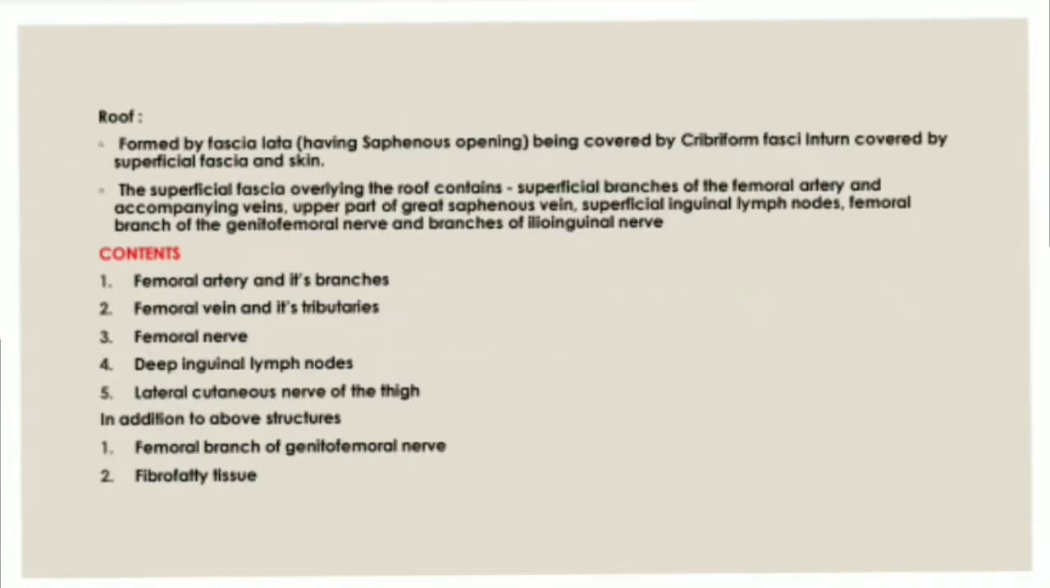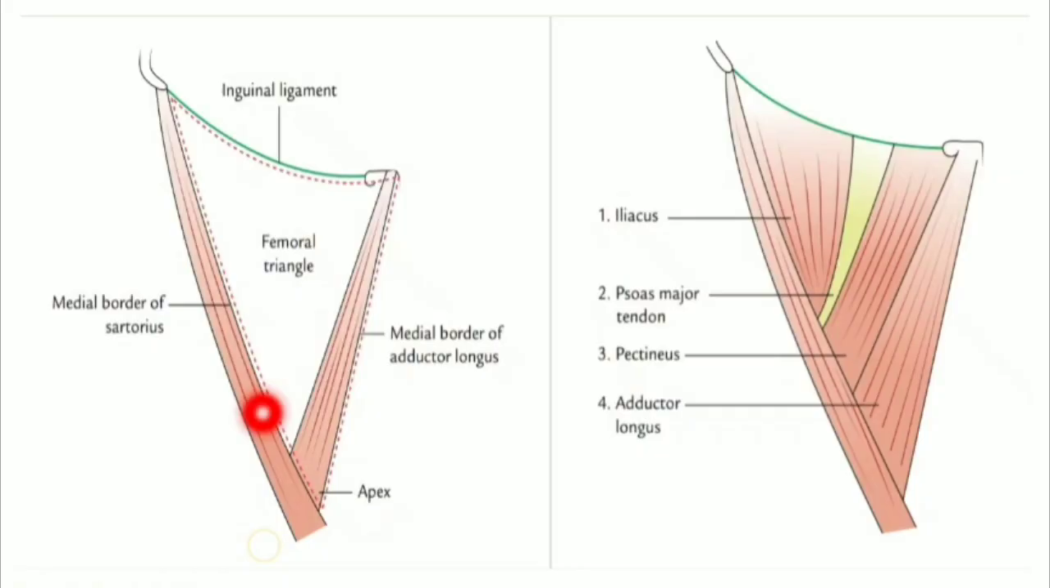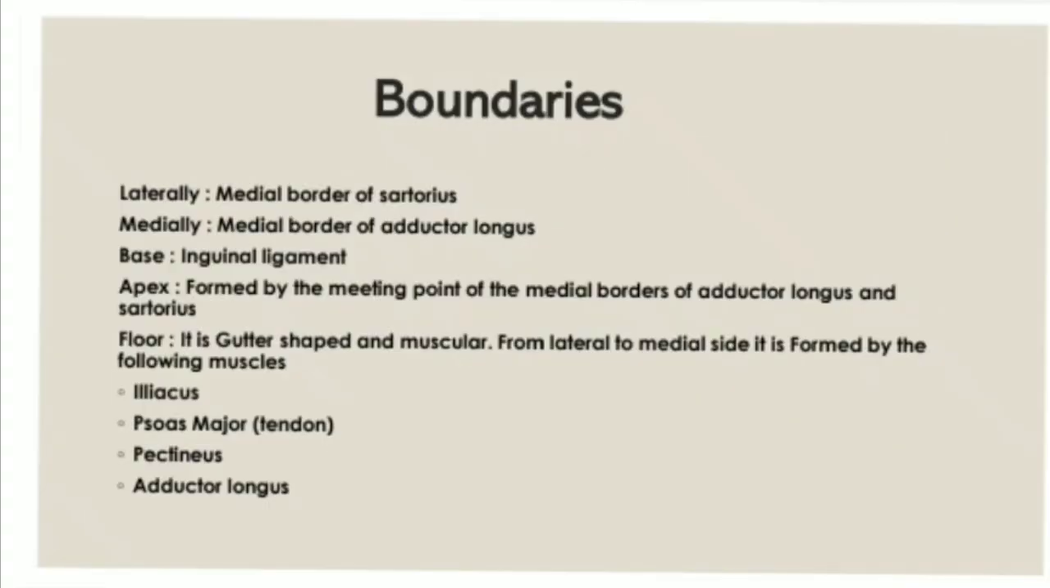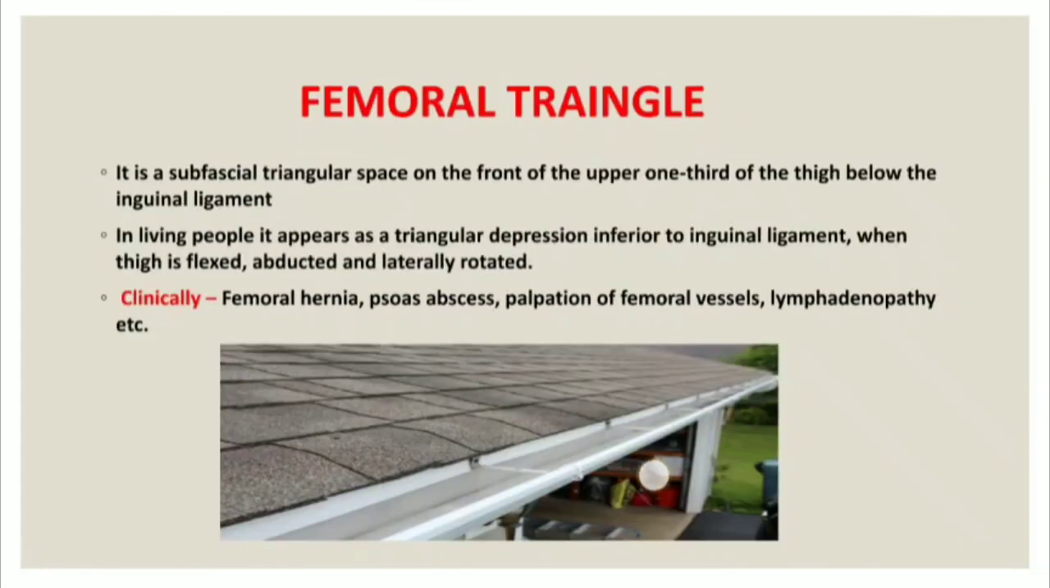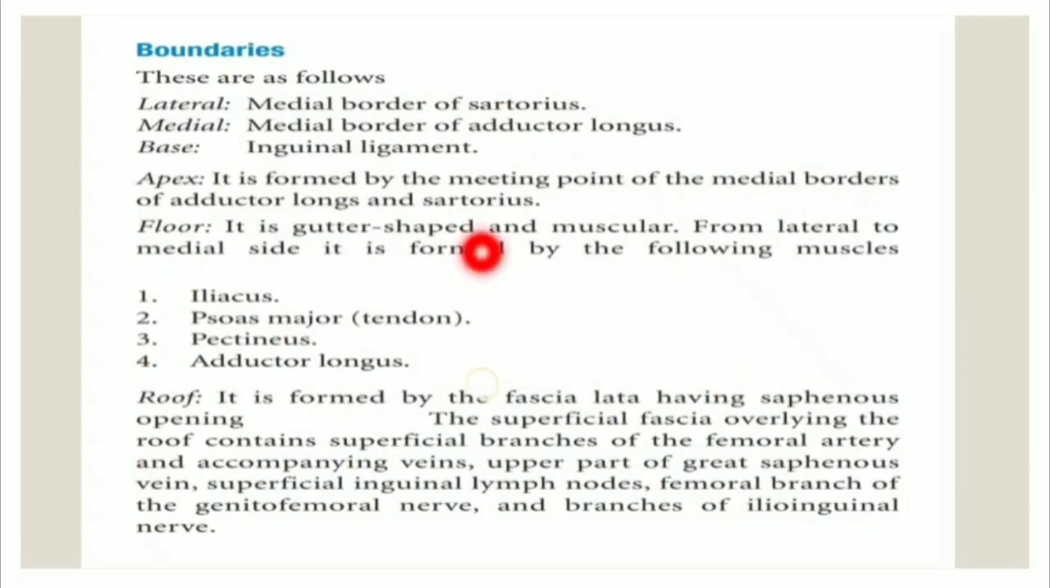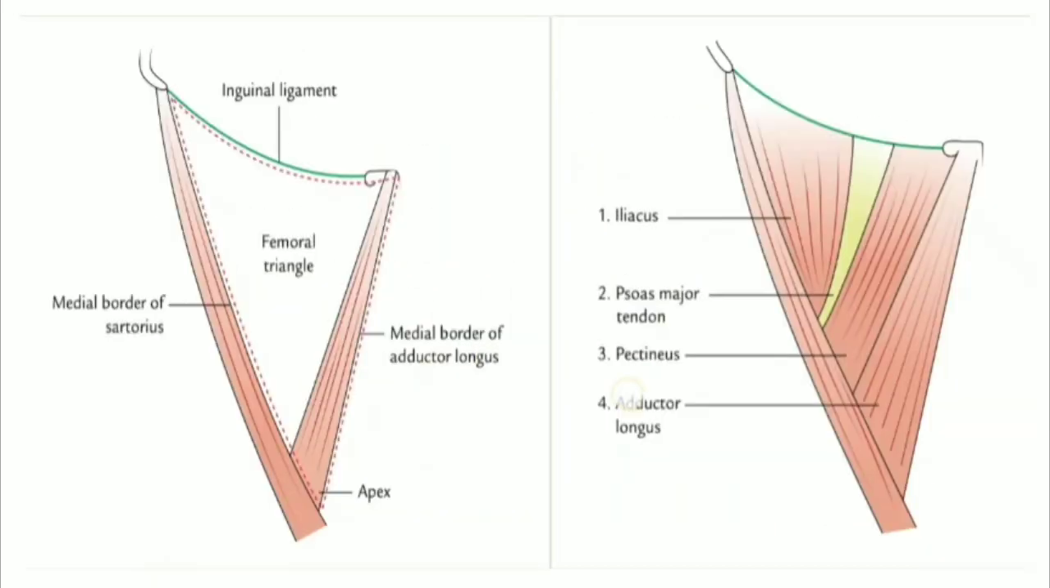And the apex is the meeting point of the two boundaries, the medial and lateral. Right. So what is the floor? The floor is gutter shaped. What do you mean by gutter shape? You would have seen the roof of your house, with one tile followed by another tile. The same thing is in this floor. There is a muscle followed by another muscle, followed by another muscle. This type of arrangement we call gutter shape.